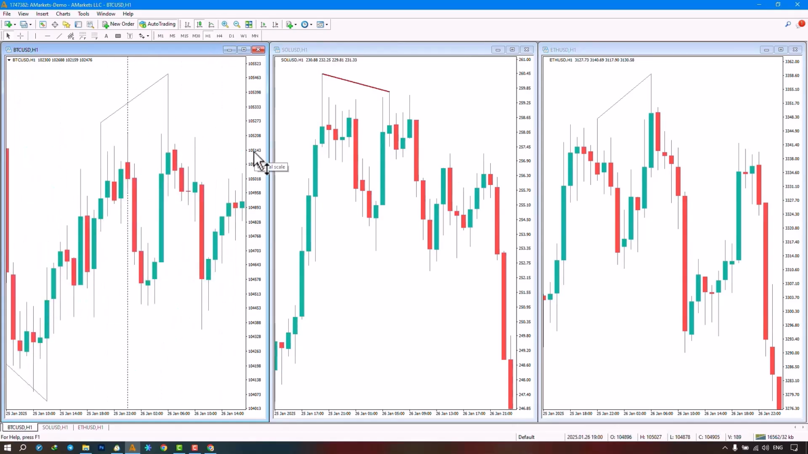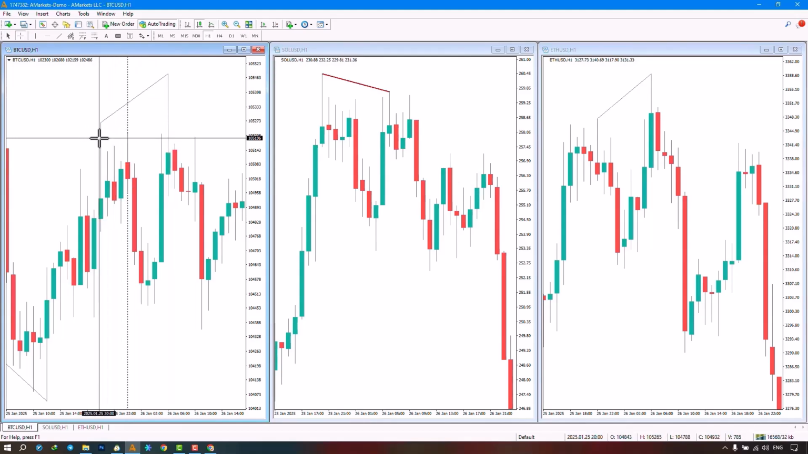The first divergence mode is for swings. In Bitcoin, the second swing is higher, forming a bullish trend. In Ethereum, the second swing is also higher, creating a bullish trend. In Solana, the second swing is lower, forming a bearish trend.